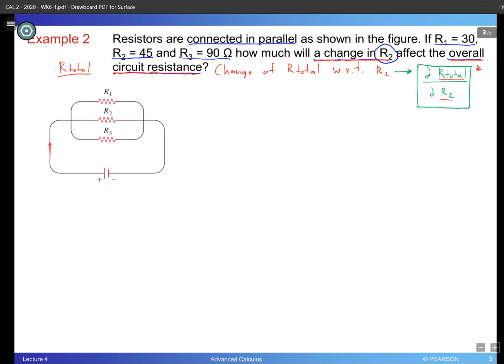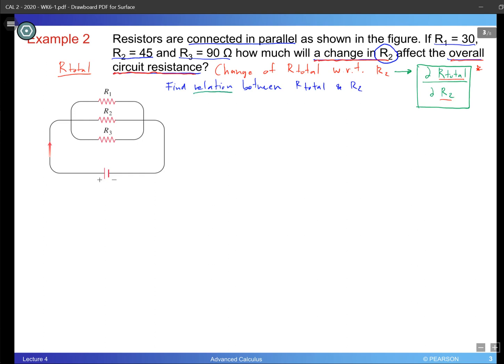So next thing we need to find is the relation between this R total and R2. Make a note right here. We need to find the relation between R total and R2. So we need this relation to form an equation or a function.